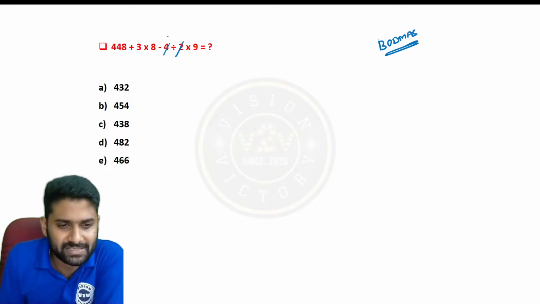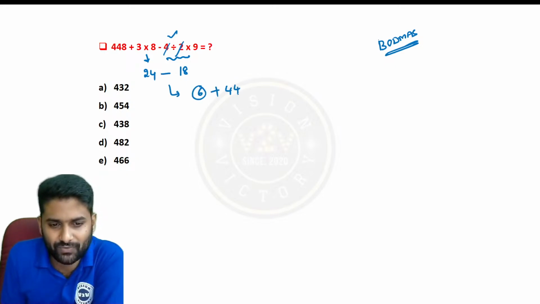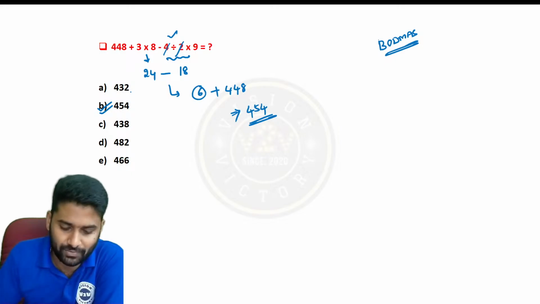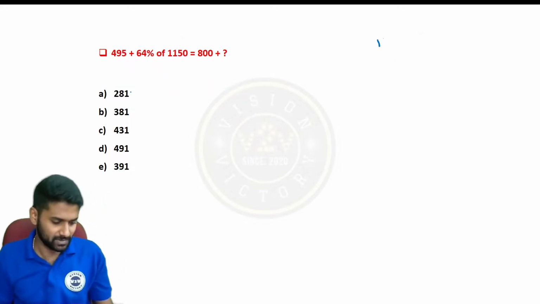Now see, here it is exactly 2 times. Now here the resultant becomes 18. Here the resultant becomes 24. And the difference value becomes exactly 6. 6 is added to 448. That's your final answer. 454 is the correct value, guys. 454. Next, on to the next question.